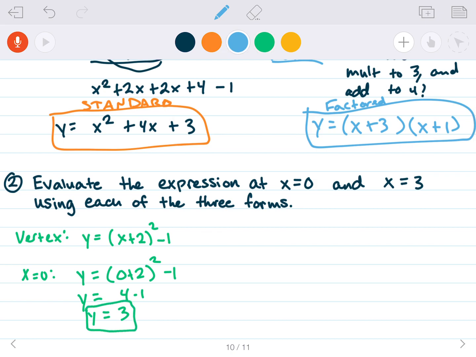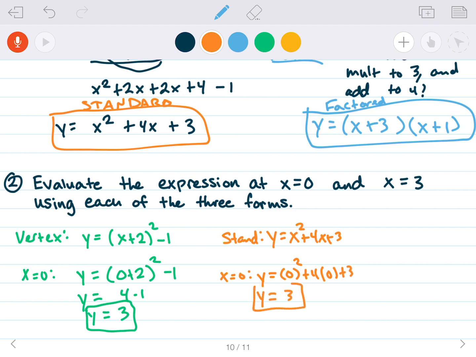If I do the same thing for standard form, it is x squared plus 4x plus 3. At x equals 0, I get y equals 0 squared plus 4 times 0 plus 3. And that's going to give me 3 again, which is expected because these forms are literally the same function, right? It's just different forms. Same thing for factored. So for factored, we have y equals x plus 3 times x plus 1.